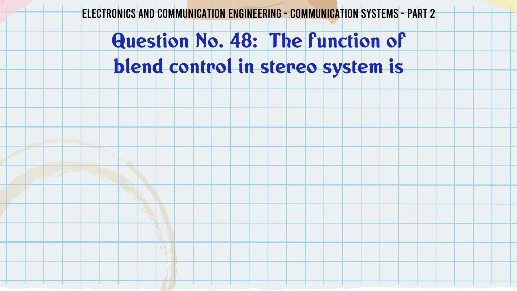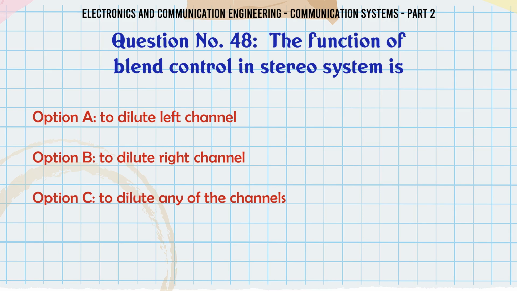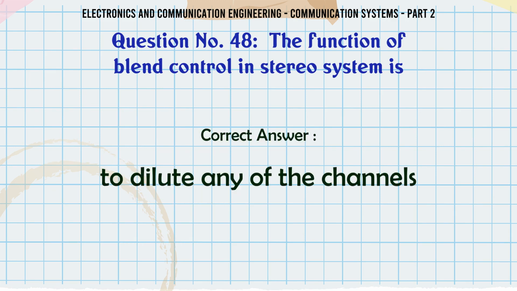The function of blend control in stereo system is A. to dilute left channel, B. to dilute right channel, C. to dilute any of the channels, D. none of the above. The correct answer is to dilute any of the channels.